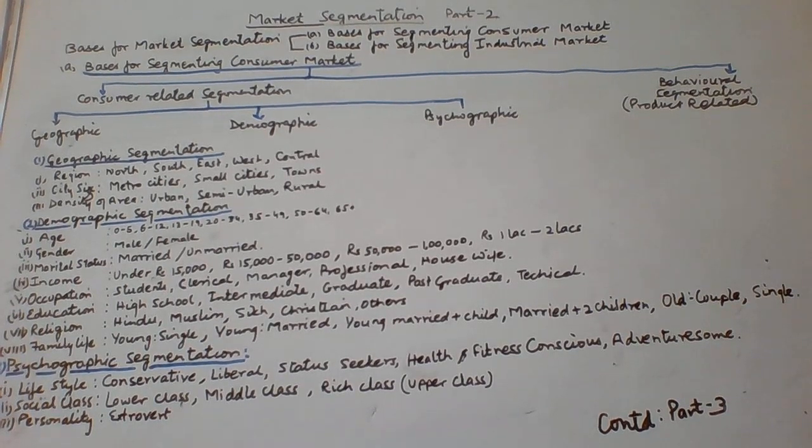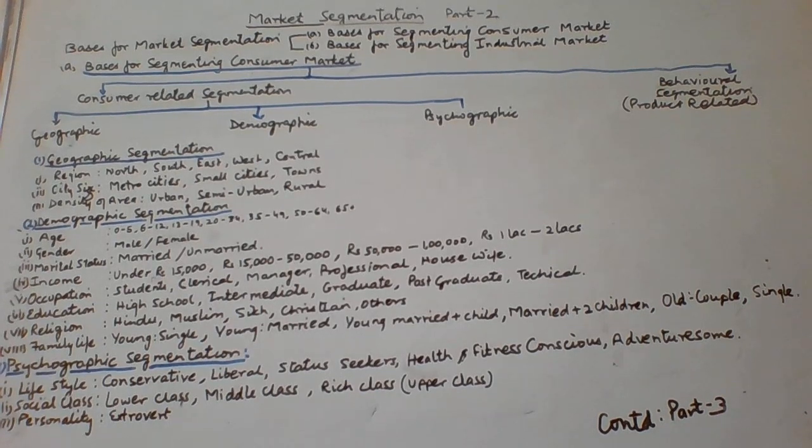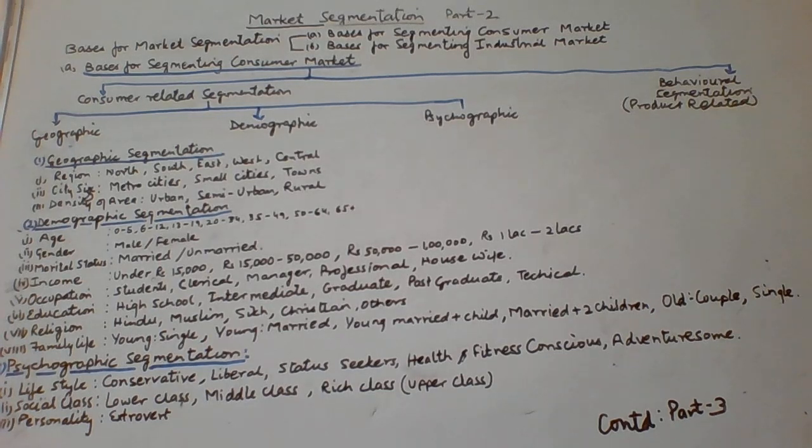The major variables for segmenting a consumer market, therefore, are the geographic variable, demographic variable, psychographic variable, and behavioral segmentation. Now, geographic, demographic, and psychographic are consumer-related segmentation, and behavioral segmentation is by and large related to the various product-related factors to study. So this I will take in my next video.